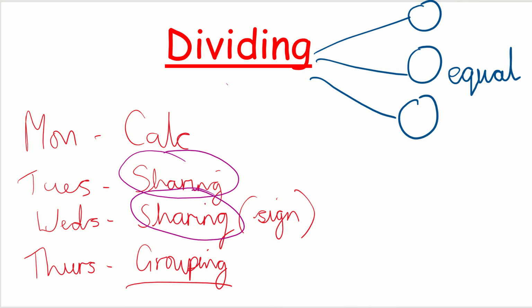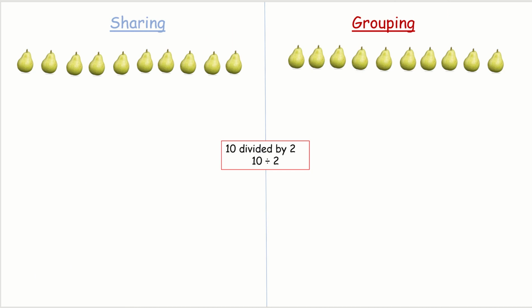Okay, so let's say we've got 6 dots, one there, one there, one there, one there, one there, one there. We share them out one at a time, so we make sure that those groups are equal. So that was sharing. Okay, let's demonstrate that again with the pairs. So we're looking at the question, 10 divided by 2. Remember, that's the divide sign.